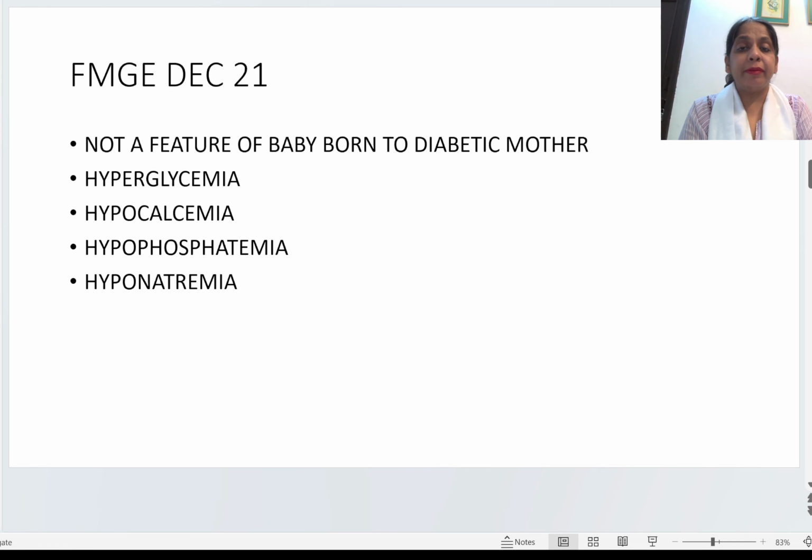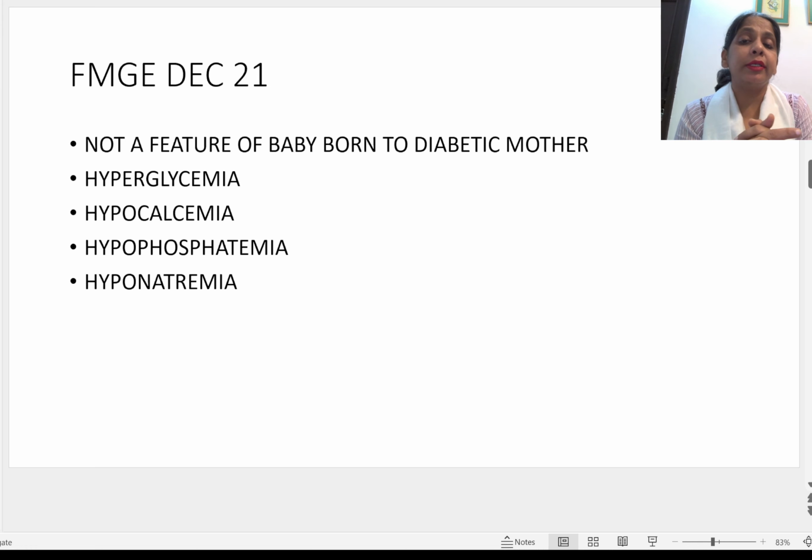Okay, now this is the FMG December 21 question: not a feature of baby born to diabetic mother. Till this point we have diagnosed the patient and done all the four diabetes group recommendations. Now we will see what problems come in the fetus, in the mother, and in the newborn. They are two different things. In the fetus, a different set of complications are there, and in the newborn, once it has delivered, a different set of complications are there, so that you don't get confused. I am discussing all of them here.